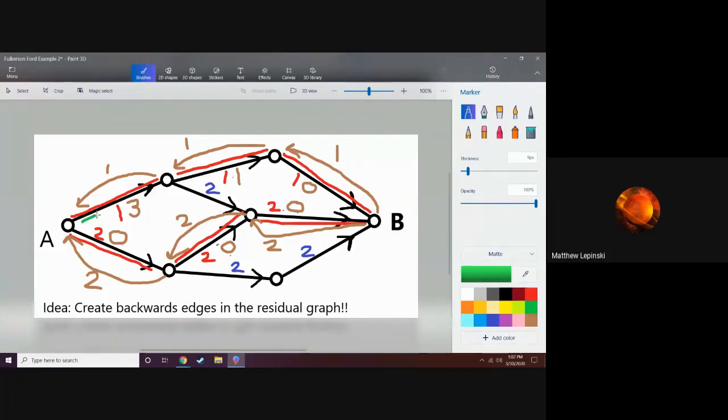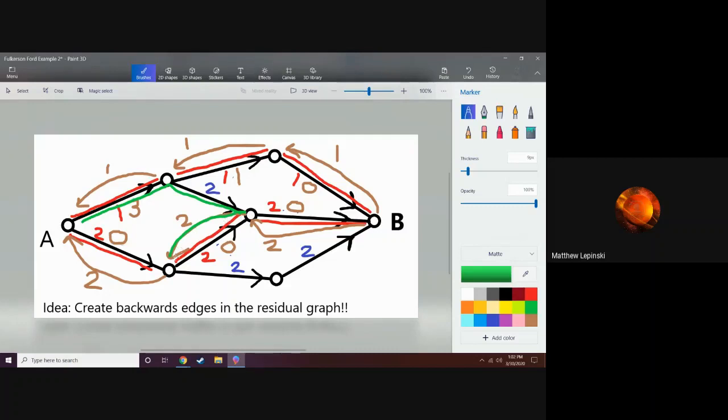There's a path up to here using the brown numbers. This blue number is still extra capacity that I haven't used. Then once I'm here, I can't go straight to B because there's a 0 there. So instead I'm going to send my flow here, then I'm going to backtrack and basically undo the decision to send flow from south to center.